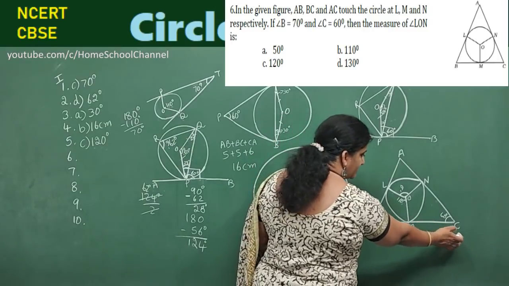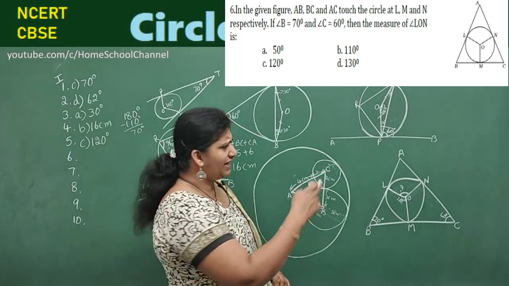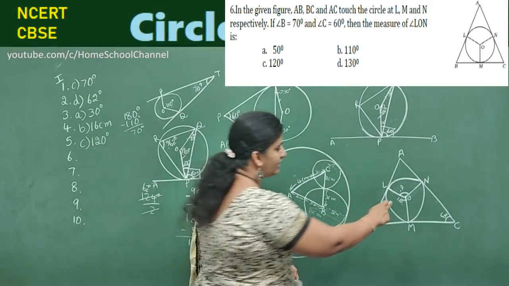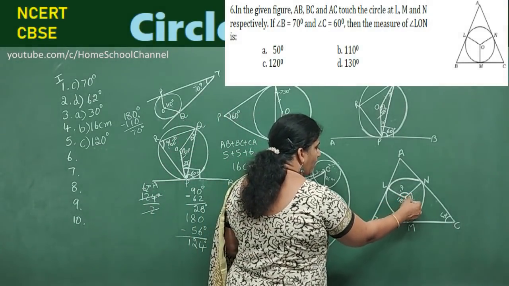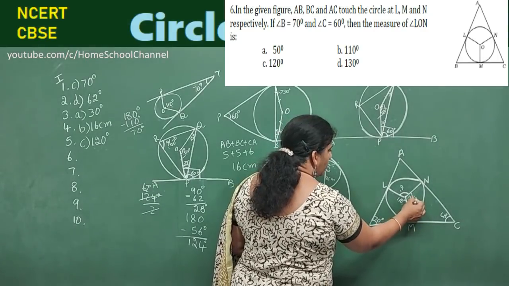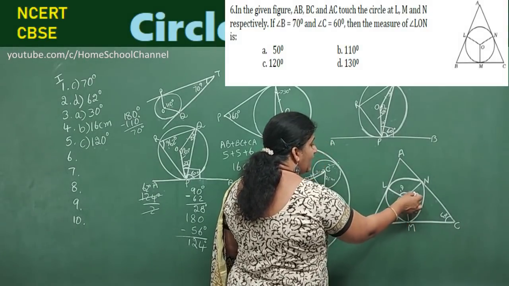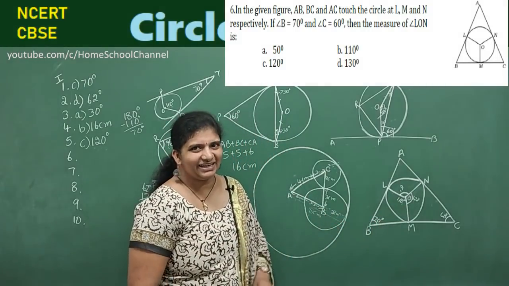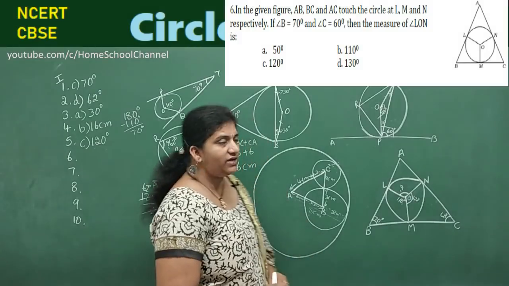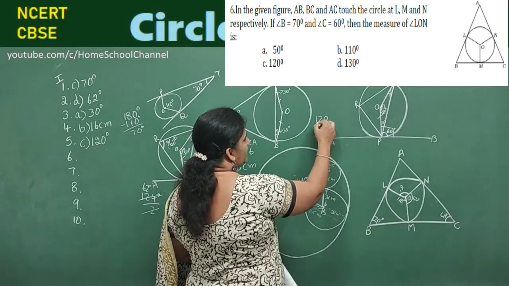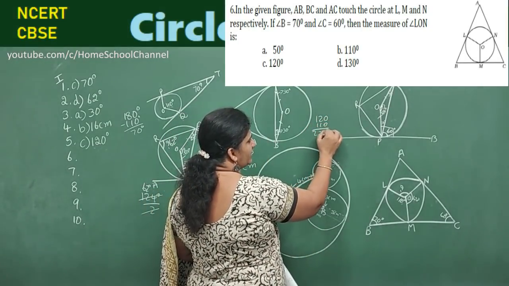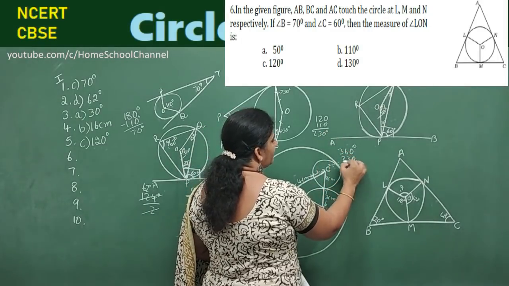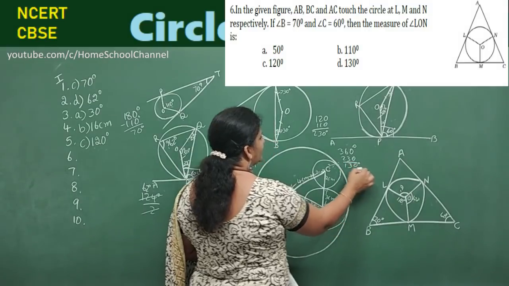If I consider C as an external point, in the same manner CM and CL are the tangents, then that is 60. Then this angle will be 180 minus 60, which is 120 degrees. Now the complete angle of a circle is 360 degrees. Now 110 plus 120 will be 230 degrees. In 360, you subtract this 230, it will be 130 degrees.